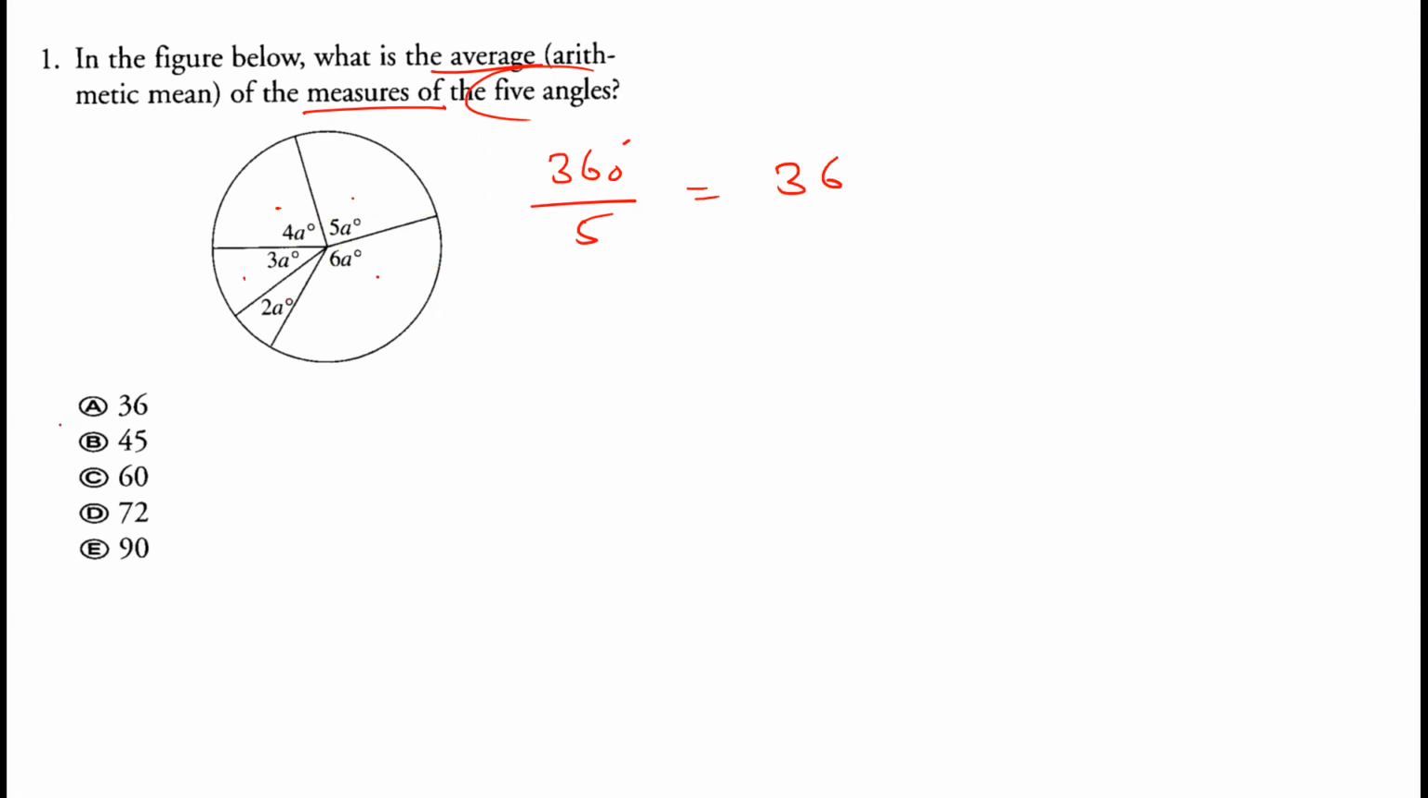Now option A, 360 divided by 5 is obviously not 36, since 36 into 5 is 180. So 360 divided by 5 is 72. So option D is correct.